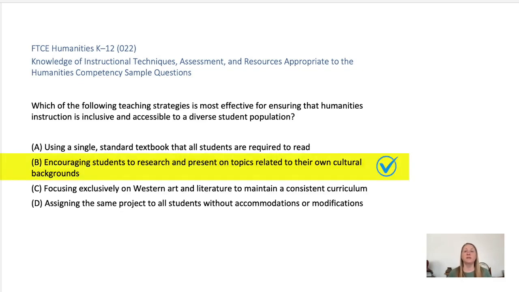The correct answer is B. Encouraging students to research and present on topics related to their own cultural backgrounds is an effective strategy for making humanities instruction more inclusive and accessible. This approach allows students to see their own identities reflected in the curriculum, fosters a deeper connection to the material, and promotes cross-cultural understanding among classmates.